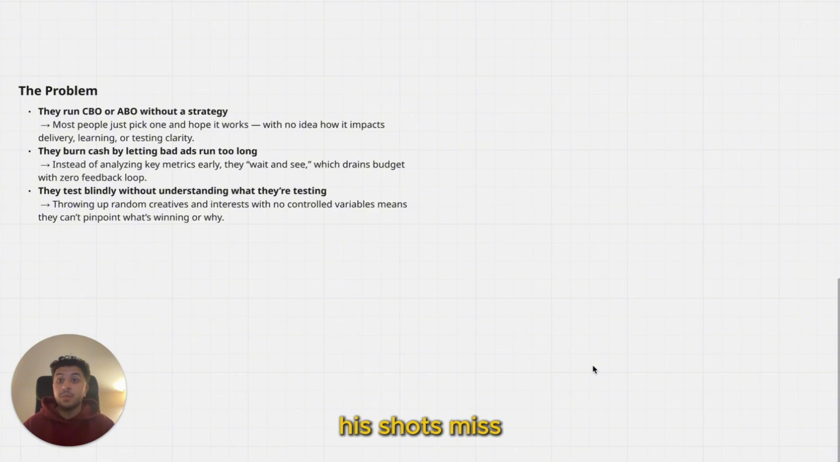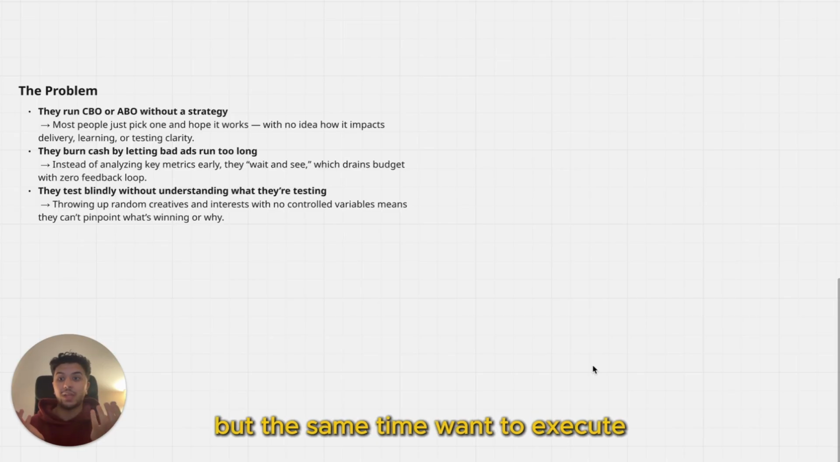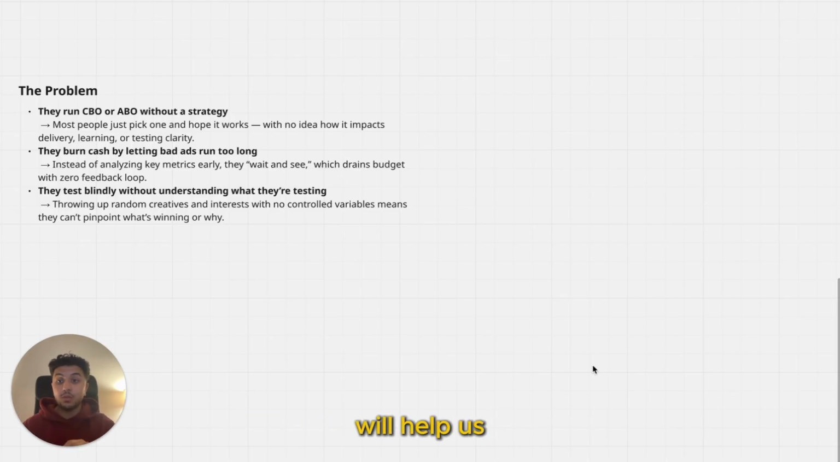And most of his shots miss. And we don't want to work on luck. We want to combine both. We want practical and theoretical knowledge, but at the same time we want to execute. And this combination will help us to grow in business.